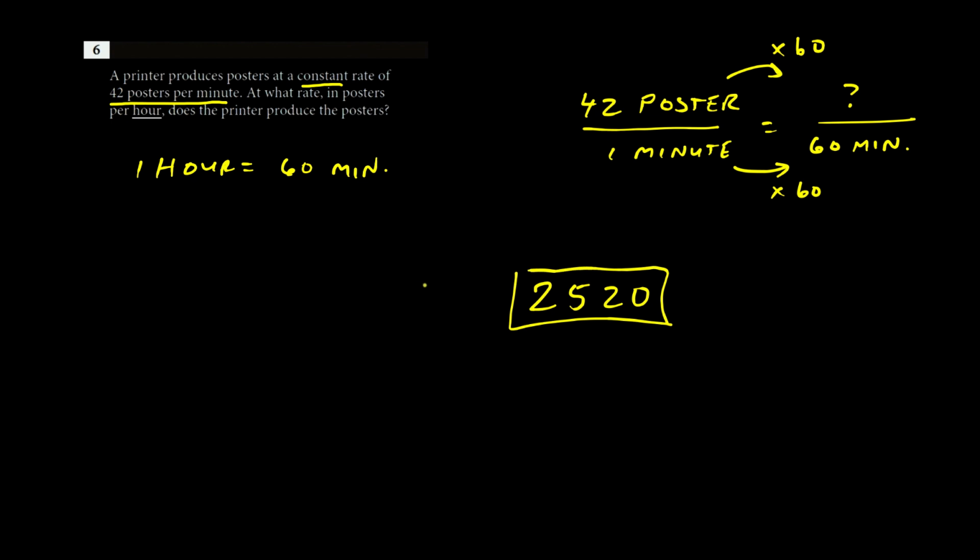Now, what you can also do, you can also look at this a different way. You can say it's 42 posters per minute. And if you multiply by the total number of minutes, which in our case is 60 minutes, you can see the units of minutes will cancel out, and that will also bring you to your answer of 2,520.